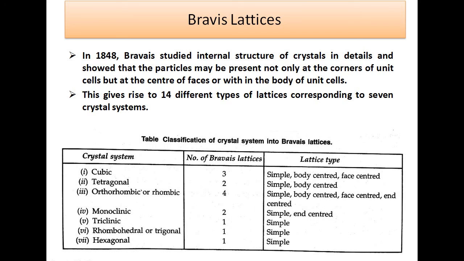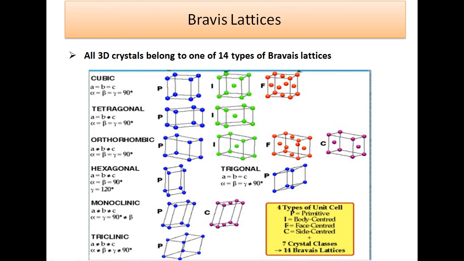These variations are possible because of the arrangement of particles in the body as well as face centered, in addition to the simple lattice type. So if we consider all the possibilities, we get a total of 14 Bravais lattices corresponding to the 7 crystal systems, which are all shown here.